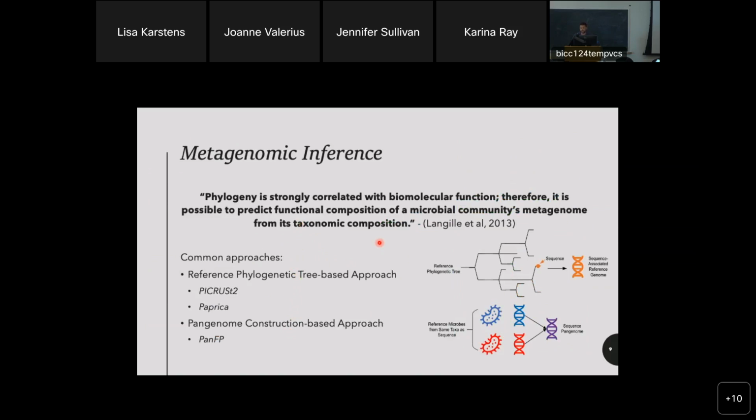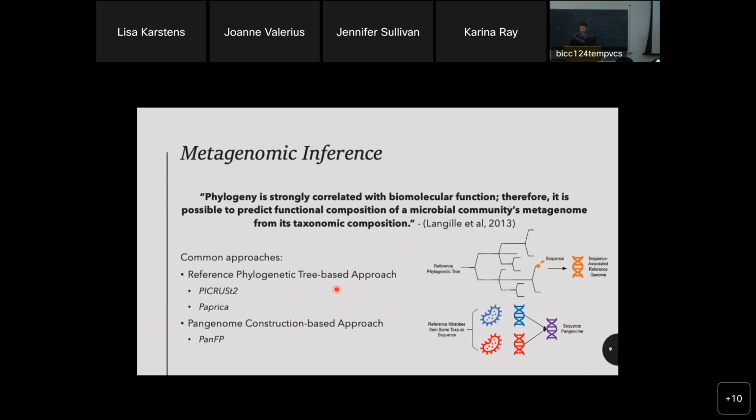And this relies on the notion that phylogeny is strongly correlated with biomolecular function, and therefore it's possible to predict functional composition of a microbial community's metagenome from its taxonomic composition. There are two common approaches for metagenomic inference, the first being the reference phylogenetic tree-based approach.